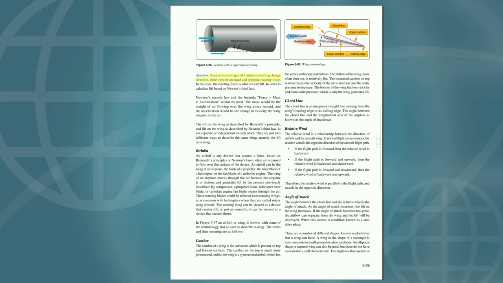Since a force is required to make something change direction, there must be an equal and opposite reacting force. In this case, the reacting force is what we call lift. In order to calculate lift based on Newton's third law, Newton's second law and the formula, force equals mass times acceleration, would be used. The mass would be the weight of air flowing over the wing every second, and the acceleration would be the change in velocity the wing imparts to the air.